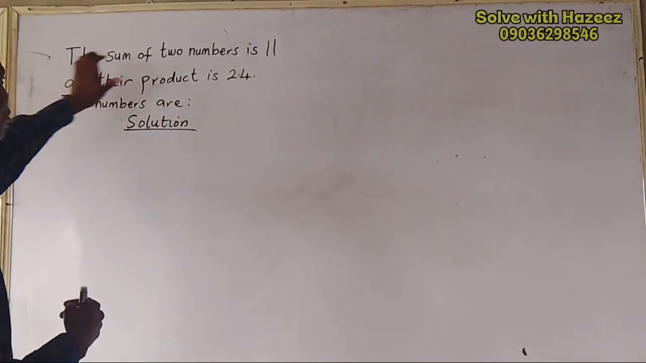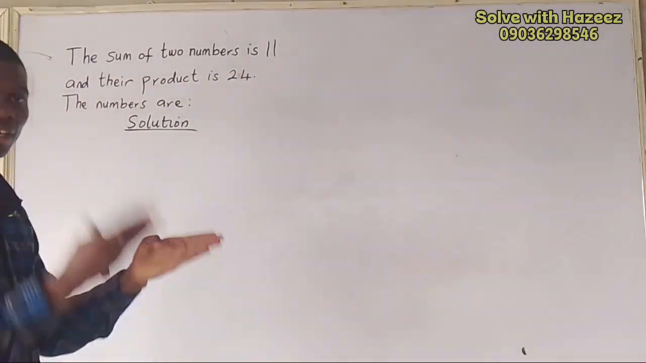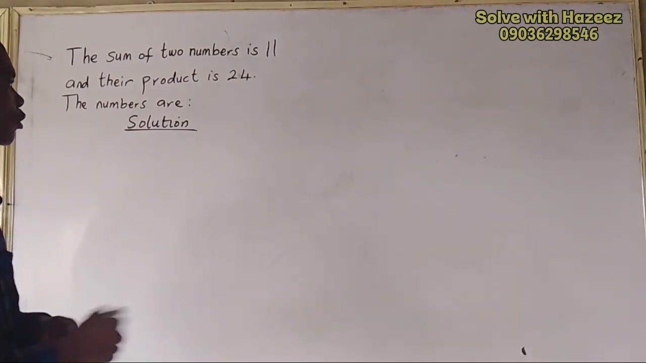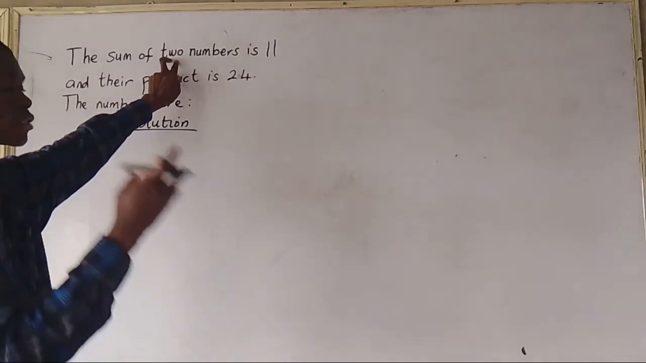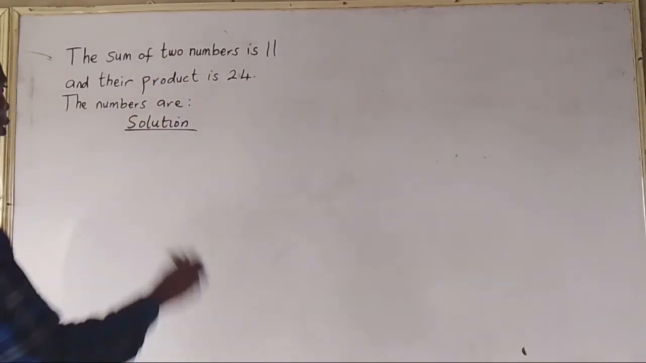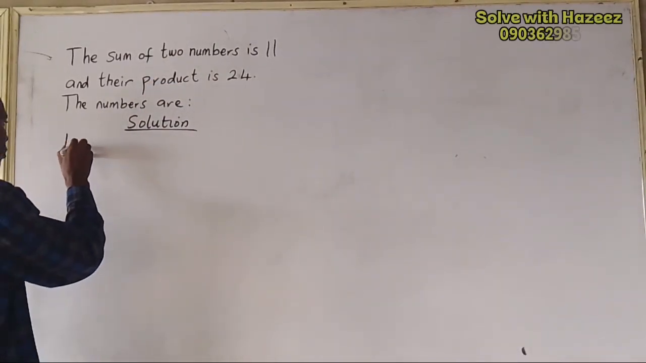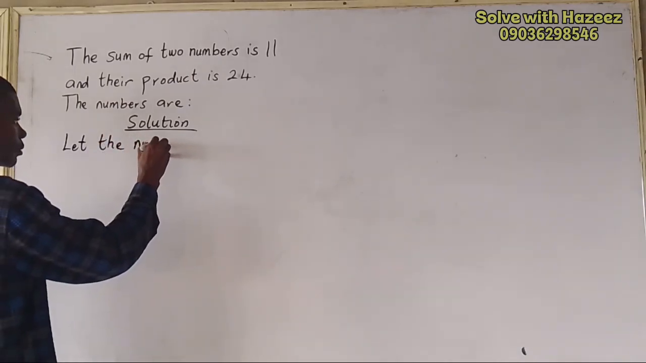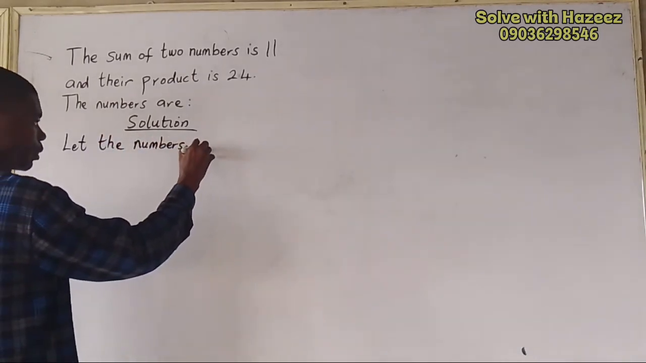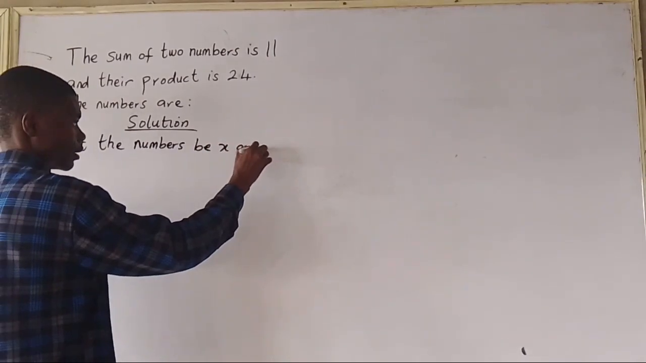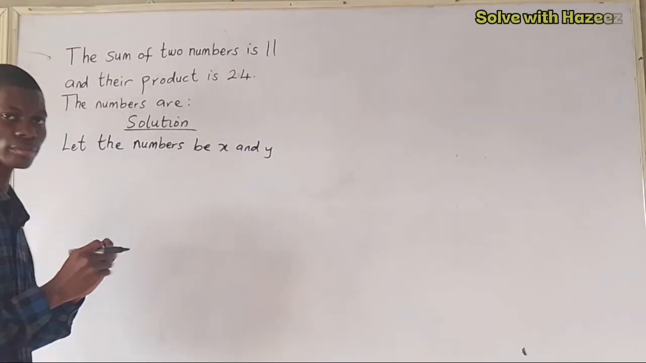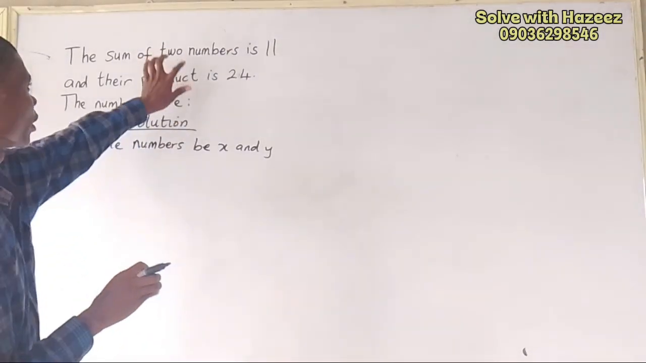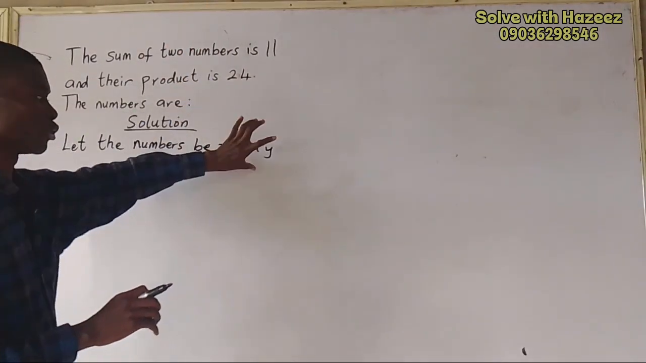The question says the sum of two numbers, either the same numbers or different numbers. So we don't know the numbers, but they said there are two numbers which are unknown. The first thing we say is let the numbers be x and y, because we don't know the value of those numbers. All we are aware of is that there are two numbers.